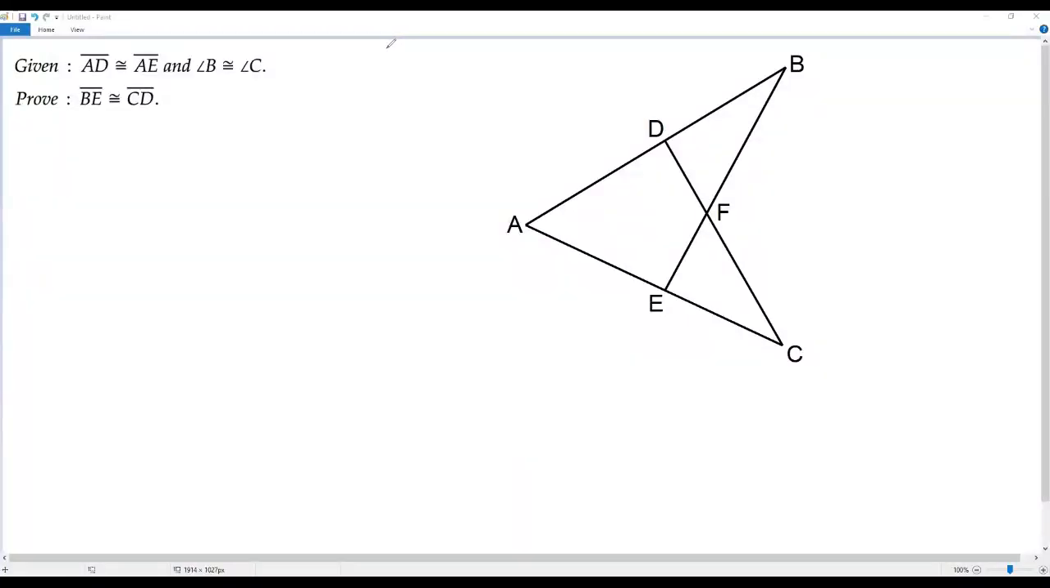Here we have a geometry problem and two column proof. Okay, let's go to the question. Given AD is congruent to AE and angle B is congruent to angle C, and we have to prove the line segment BE is congruent to the line segment CD.